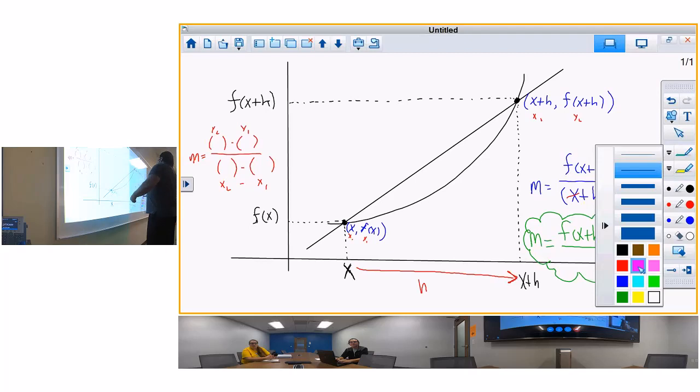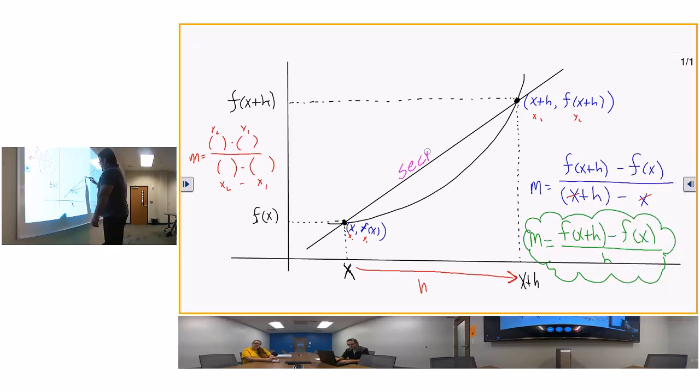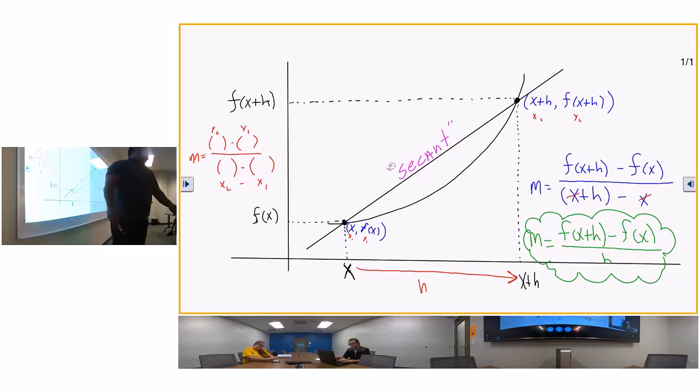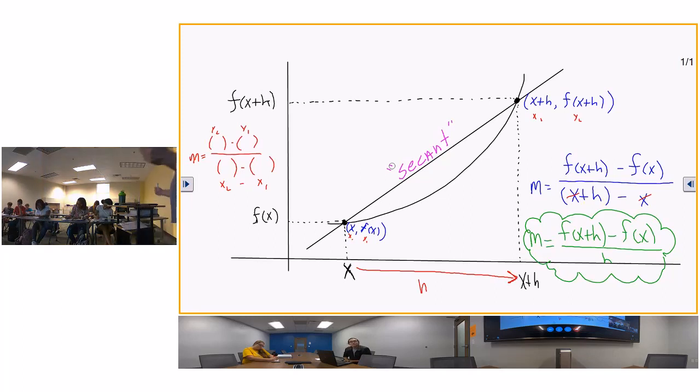The line on the inside of the curve, does anybody know what that line is called? What kind of line that is? Starts with an S. Sector. No, but that's close. Secant. The secant line. The secant line falls within what? In the curve. Everybody see that it's inside the curve?